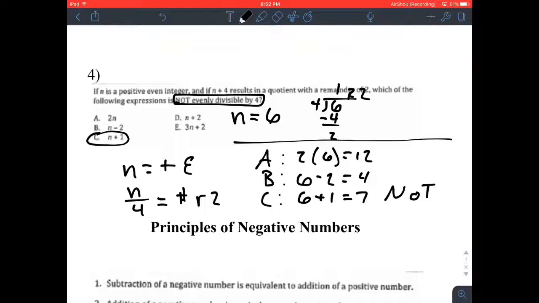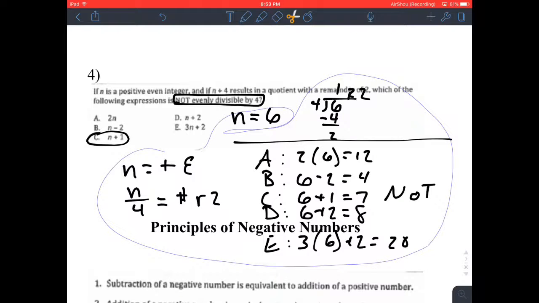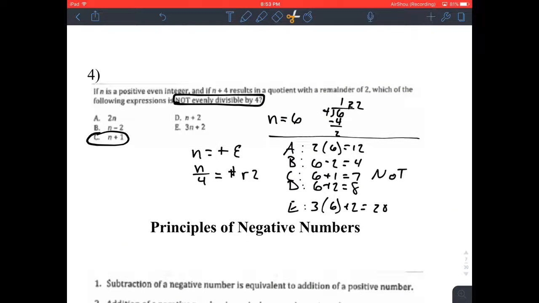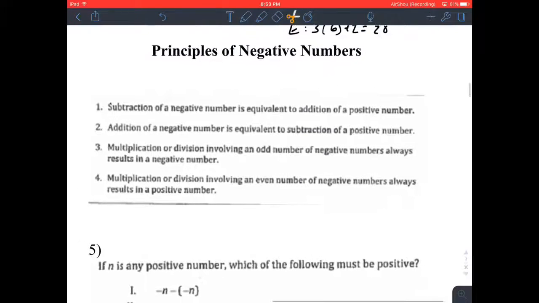Let's just check D and E to be sure. D is 6 plus 2, which is 8. You can divide that by 4. E is 3 times 6, which is 18, plus 2, which is 20. So the moral of the story for this problem, and others like it: if you have an opportunity to choose your own number, choose it, and then plug that number into the answers to see which one works. So there you go.